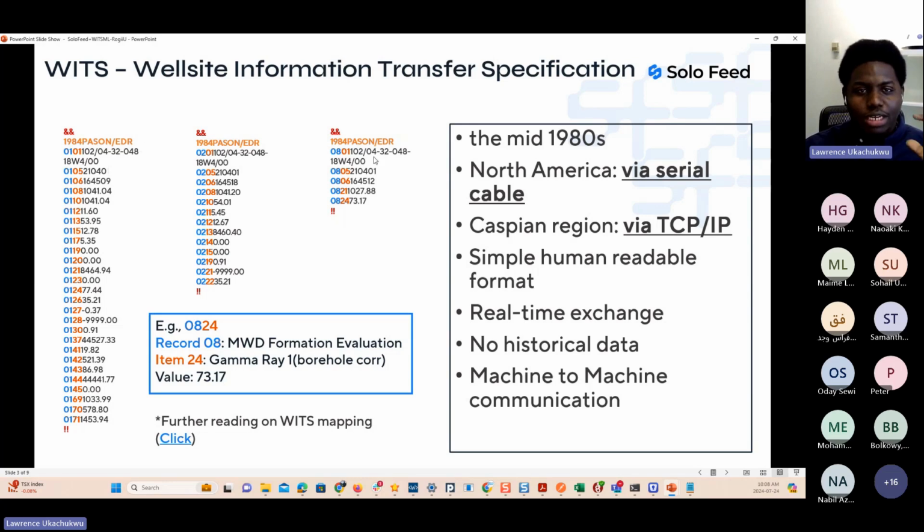Some of the drawbacks of using WITS data is you don't have any historical data. There's no way to pull this data. Once you send out the WITS packet, you've sent it out. Even if there was a mistake and you want to make changes, you can't go back to pull the data. Once that WITS packet is gone, it is gone. Another drawback is it's machine-to-machine communication, which means you have to be physically at the rig or next to a computer that is streaming this WITS data, so you can't do anything remotely with WITS data. Hence the push for WITSML came in.